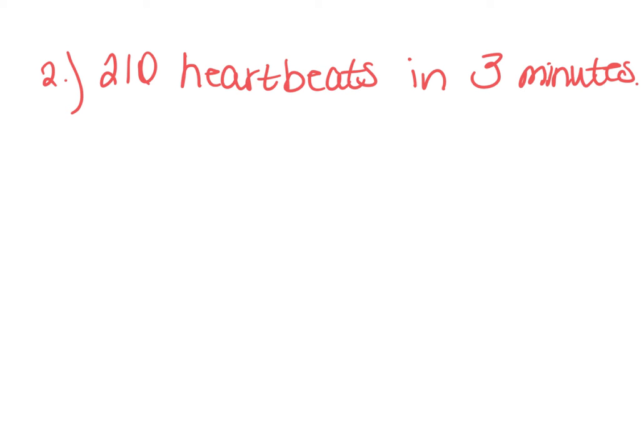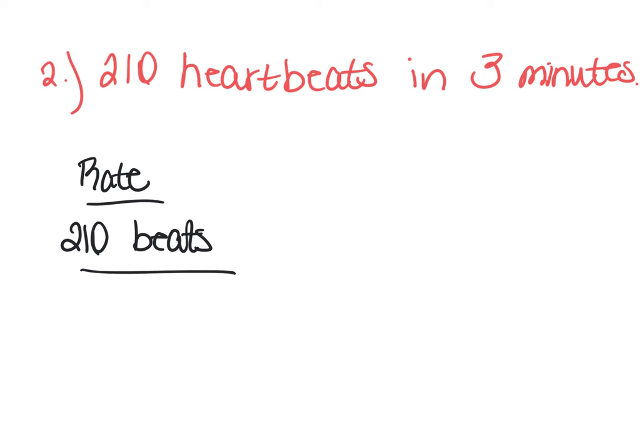The 3, you're right, per minute. So if I want to know per minute, that's my unit. That's 1 minute. So I'm going to write a rate. That's the first thing I'm going to do. A rate looks like a what? It looks like a fraction. 210 beats over 3 minutes. So that's my rate. That is just a regular rate. It compares the number of heartbeats to the number of minutes.